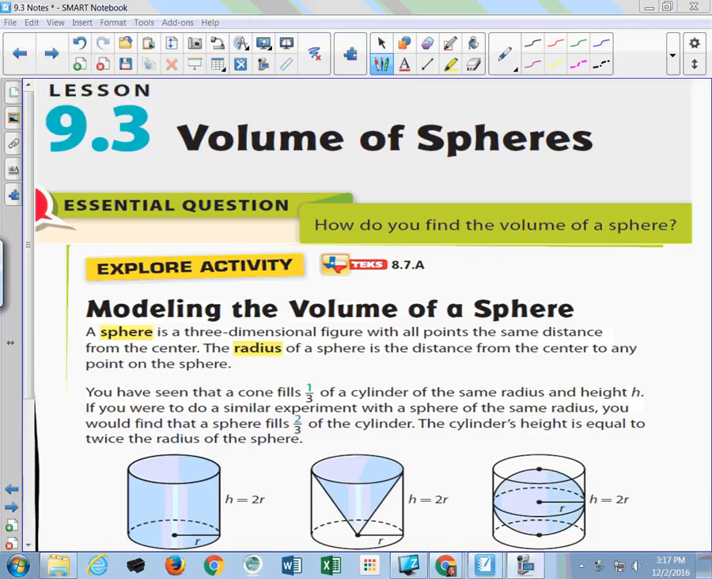All right, 9-3 volume of spheres. A sphere is a three-dimensional figure with all points the same distance from the center, so it is basically a ball. The radius of the sphere is the distance from the center to any point of the sphere, diameter being the distance all the way across.